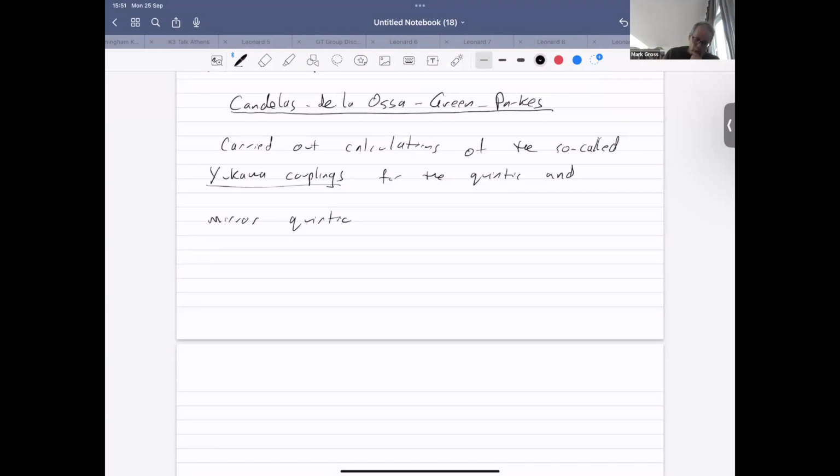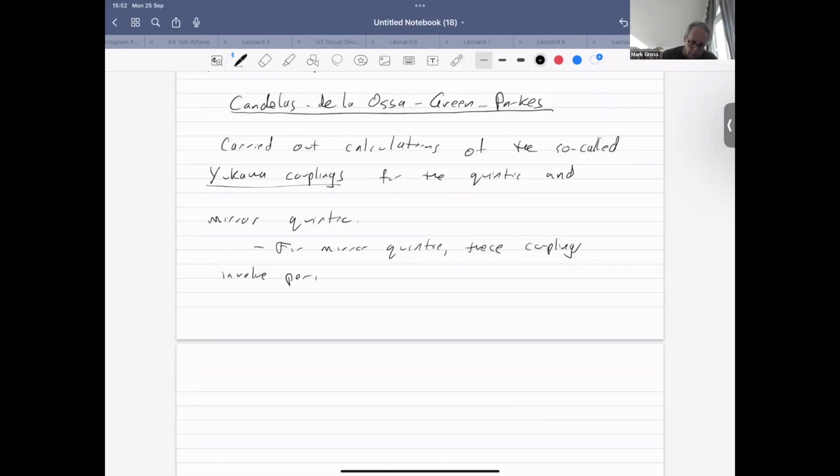Okay, so there are two different sorts of Yukawa couplings, and different Yukawa couplings were computed for the mirror quintic and the quintic, but under mirror symmetry, the two different sorts of Yukawa couplings are supposed to be interchanged. So for the mirror quintic, these couplings involve what are known as period integrals.